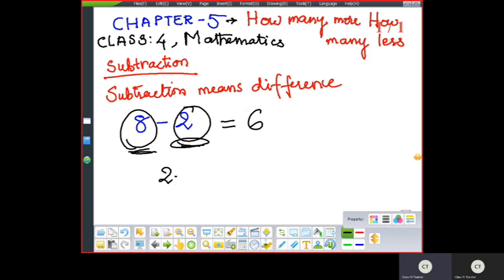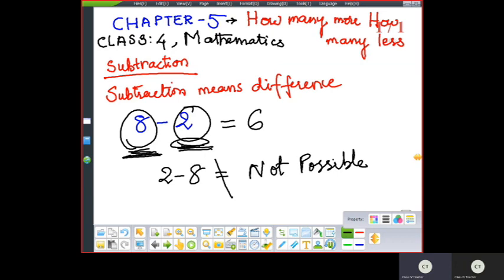But can you do 2 minus 8? No, it is not possible. Yes or no? So from the small number to the big number, you cannot do. Okay, children? So the first rule is always big number minus small number. When the numbers are given, arrange them as big number minus small number.